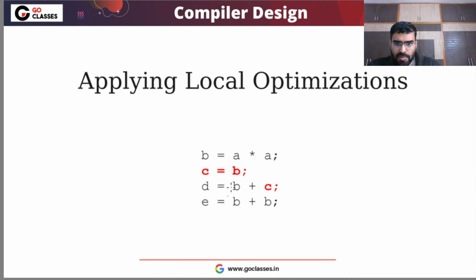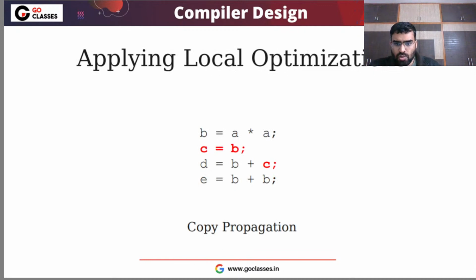Like here, what optimization can I create? In between these, what optimization can I create? Just tell me this. My question is, this red one, you can check. On this red one, what optimization can you create? You can notice that b is available in c. Now you are replacing c with b. So this c you are replacing with b. This is called copy propagation.